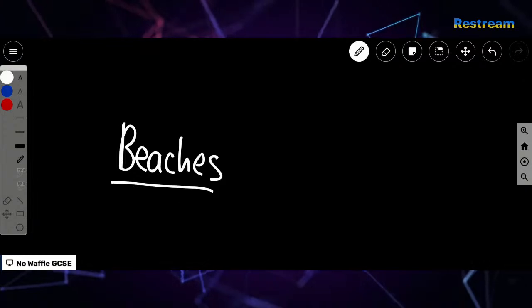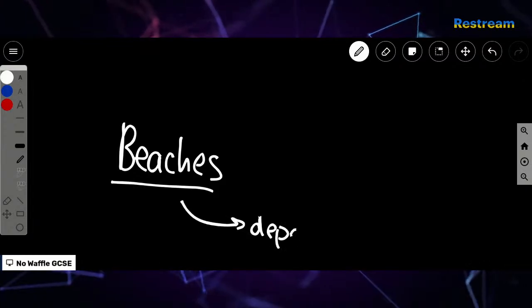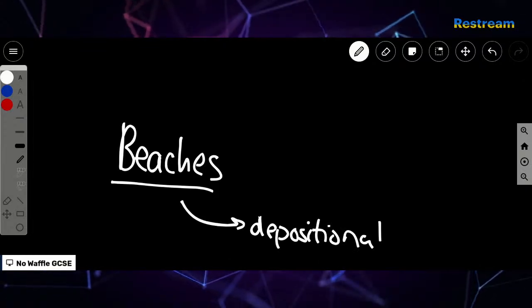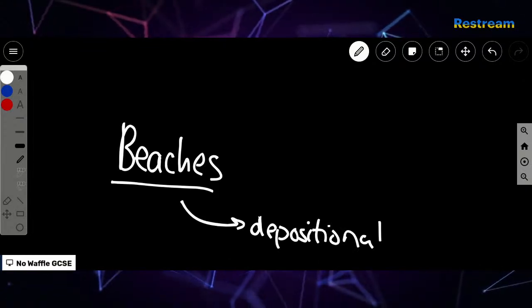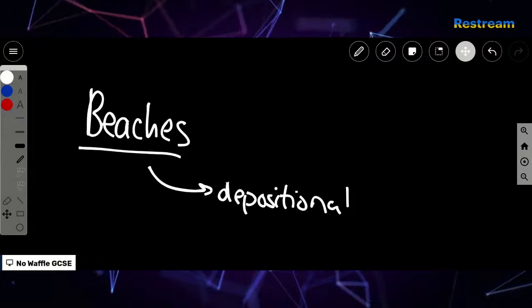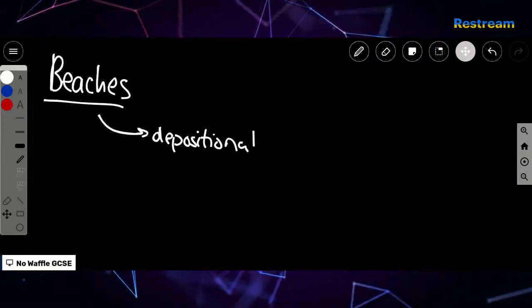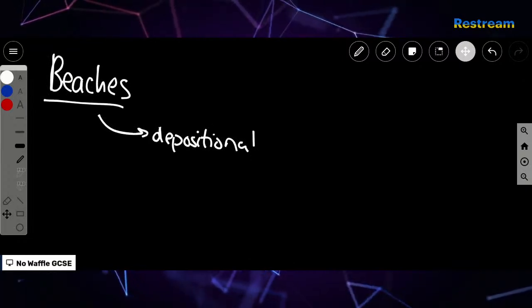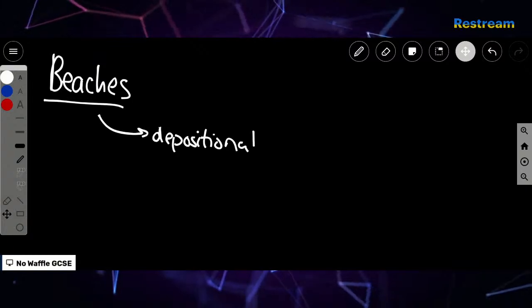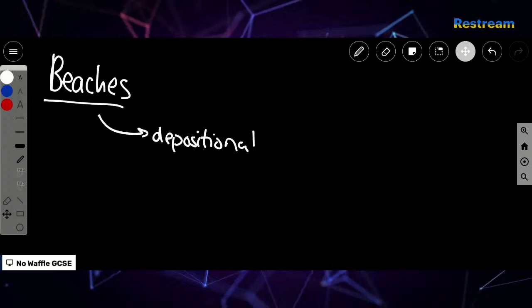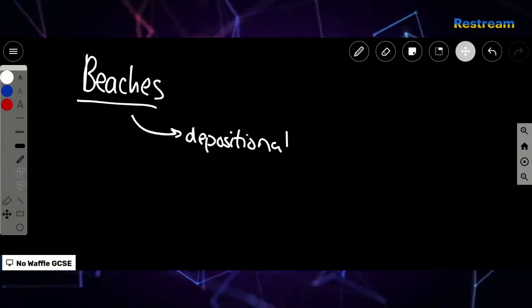Now, beaches are a depositional landform. Now, we looked at how depositional means depositing. So what happens is it comes from the waves depositing sediment onto the beach. Now, a key thing that you need to know about beaches is that it's created between the high and low watermark.